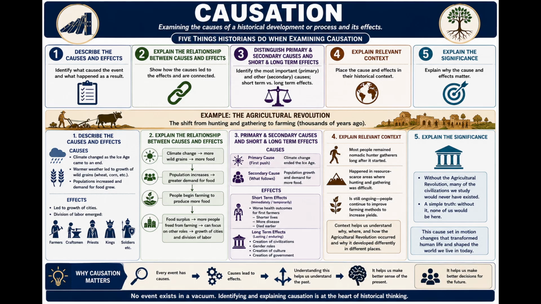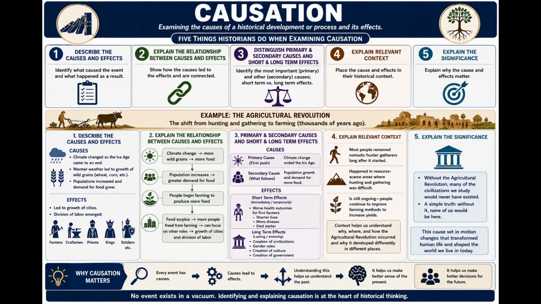Of this causation that has taken place, right? Really simple for the agricultural revolution. Without the agricultural revolution, many of the civilizations that we are going to study in this class would never have existed. We are going to look almost exclusively at agricultural societies, right? A simple explanation, but sufficient enough that really gets us to talking about why the agricultural revolution is significant. Just simply put, we would not be here without the agricultural revolution.